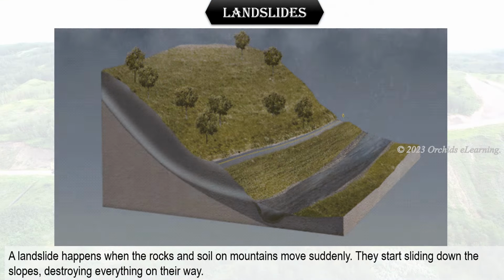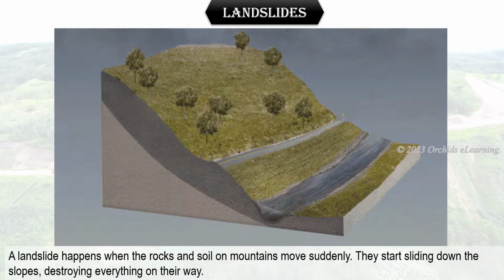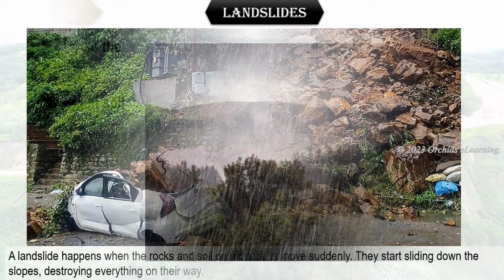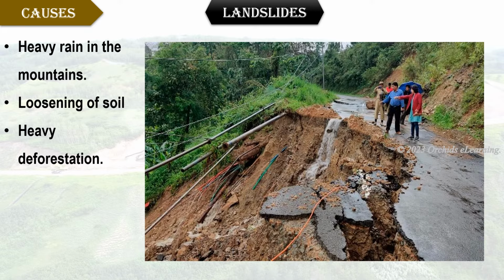Landslides. A landslide happens when the rocks and soil on mountains move suddenly. They start sliding down the slopes, destroying everything on their way. Landslides usually occur when there is very heavy rain in the mountains. This loosens the rocks and soil and makes them move.